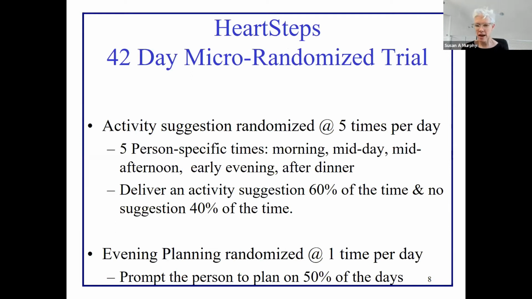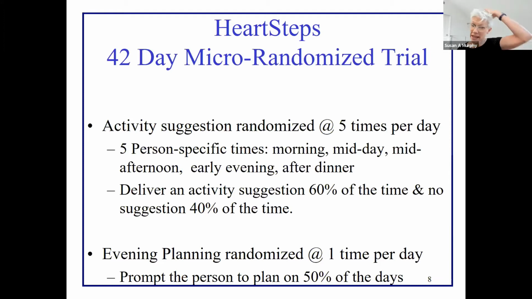Anyway, so now we're talking about health though. In the case of the activity suggestion, the randomization could happen around 5 times a day. And these were 5 times that the user felt were pretty good. It was related to morning, midday, and so on. You see the times there on the slide. And the randomization is around 60%, for example, in the morning, with 60% chance, you would get an activity suggestion, and with 40% chance, you wouldn't get any suggestion. And that happened at each of those 5 times every day over the 6 weeks.